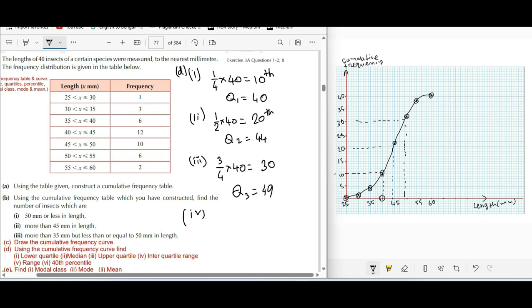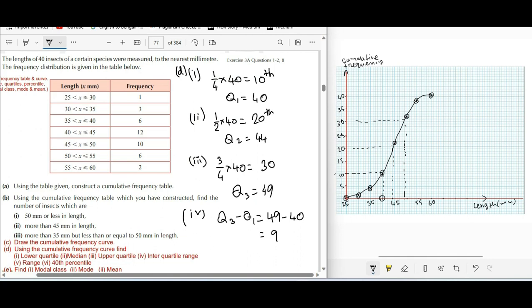And after that you need to find the interquartile range. Interquartile range is the difference between the upper quartile and the lower quartile. So this would be 49 minus 40. The interquartile range would be 9.